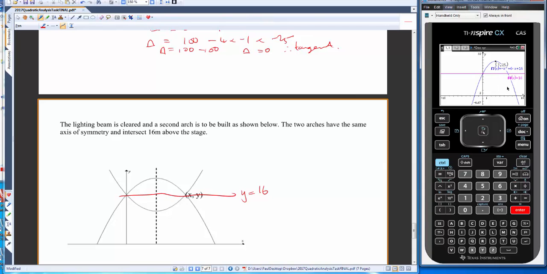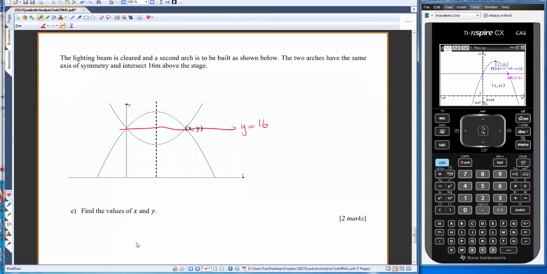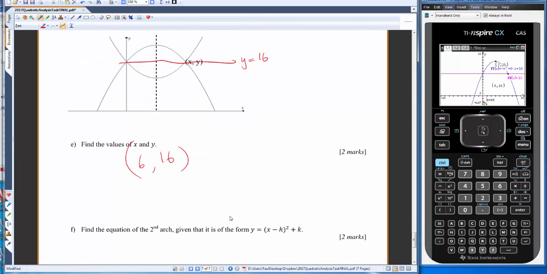Well, actually I could guess. Alright, well, let's check this out. So what I'm going to do is menu and analyze graph for its intersections. Let's check what this intersection is. It's 6, 16. So find the values of x and y, 6, 16. Alright, and that's all you needed for the full 2 marks there.